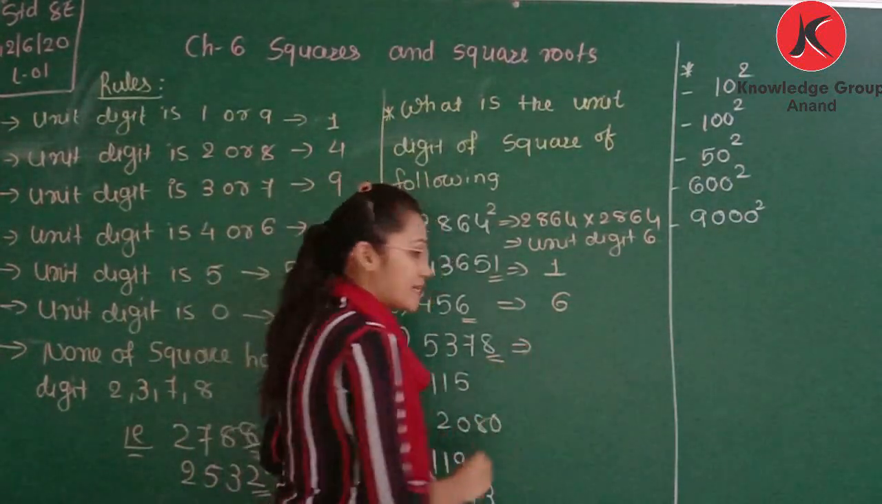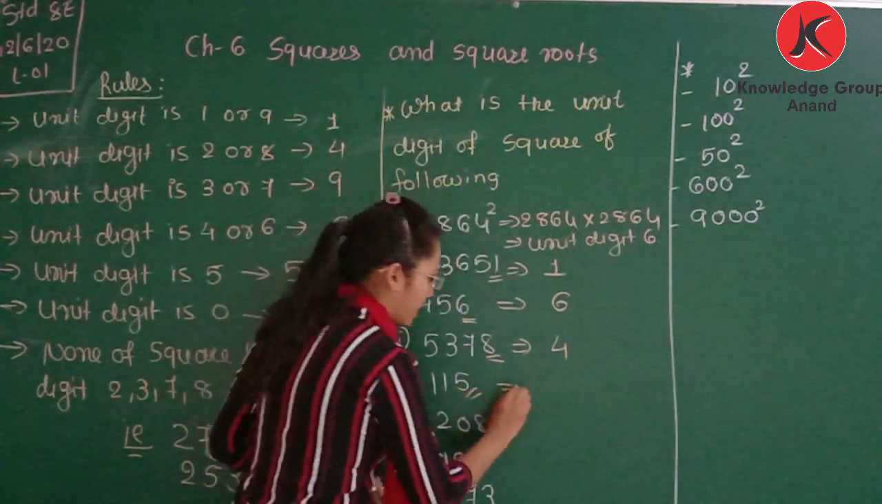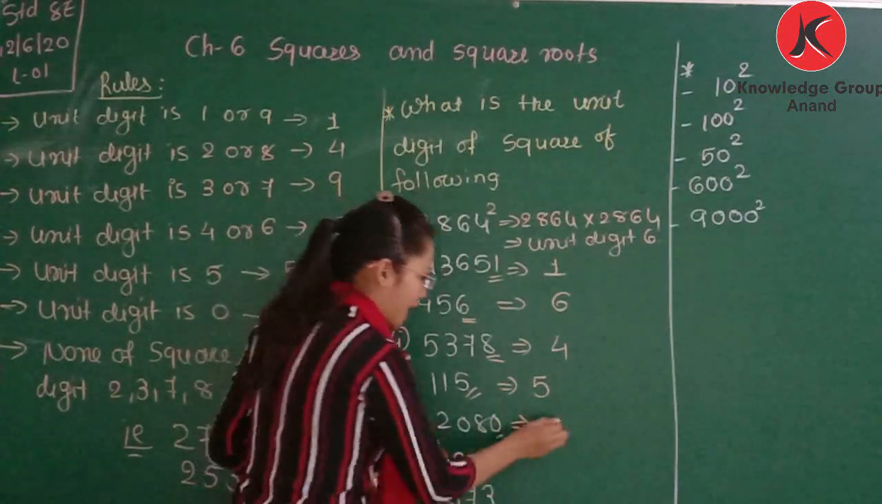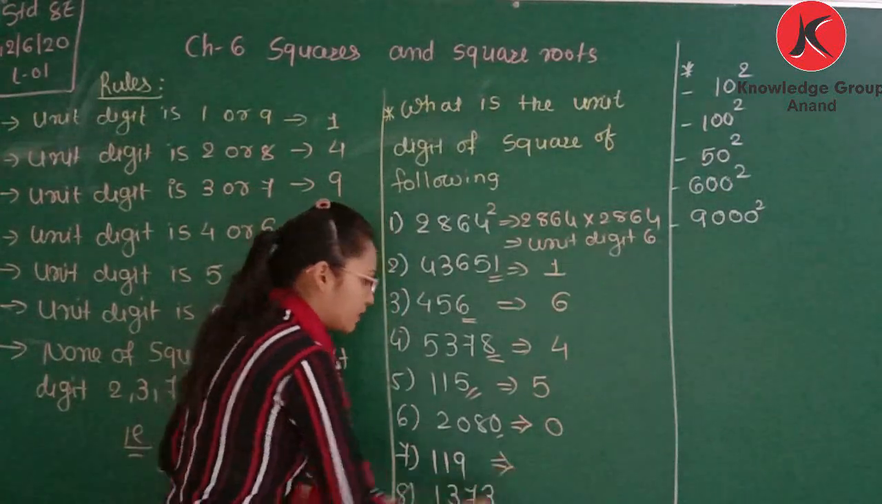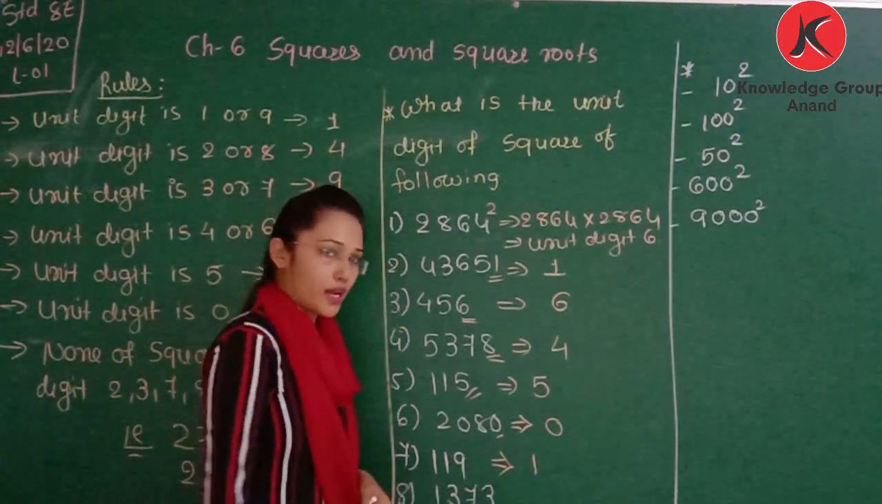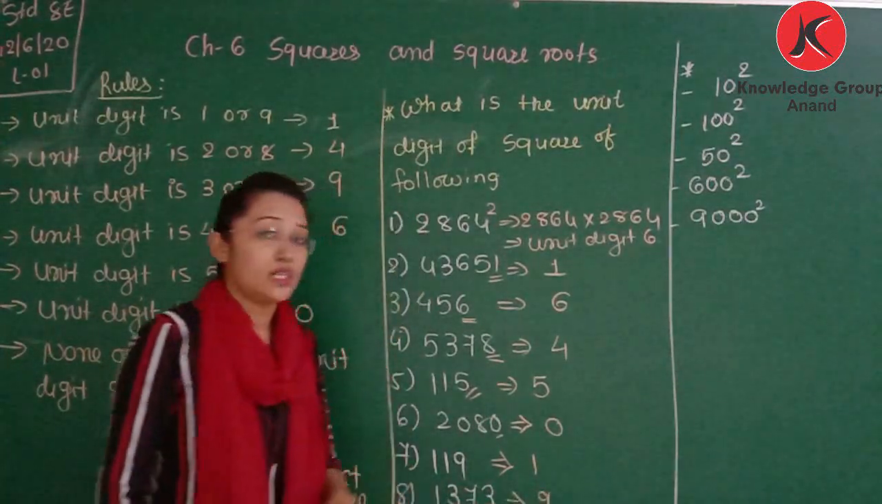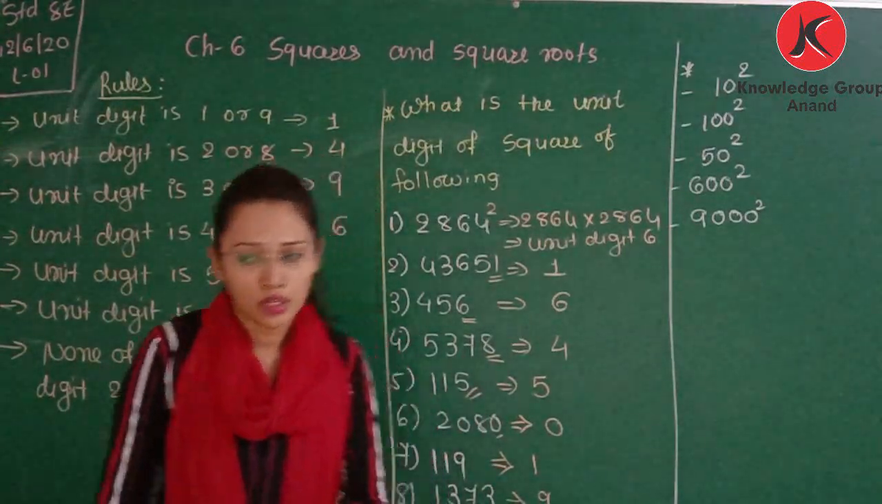8, 8 eights are 64. So it is 4. 5, then last digit will be 5. If it is 0, then last digit is 0. If last digit is 9, then 9 nines are 81. So last digit will be 1. Then if the last digit is 3, it is 9. This way in MCQ you can find the unit digit of any number.